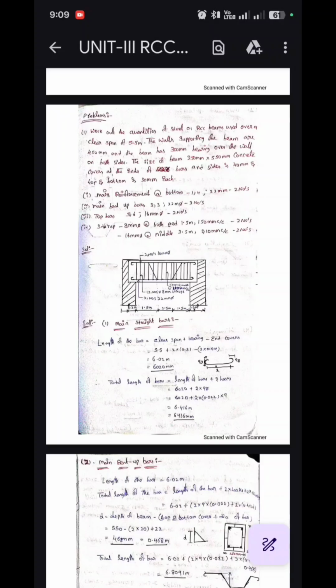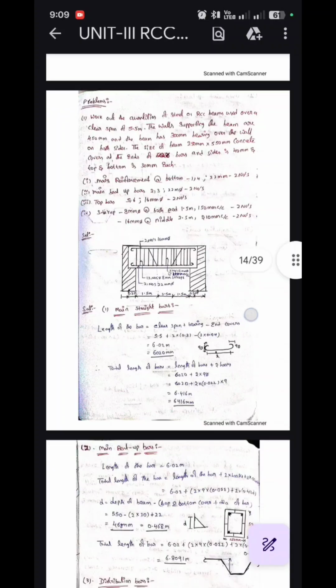The walls supporting the beam are 450 mm, and the beam has 300 mm bearing over the wall on both sides. The size of the beam is 250 mm by 550 mm. Concrete cover at the end of the bars and sides is 40 mm, and top and bottom is 30 mm each. There are four items.